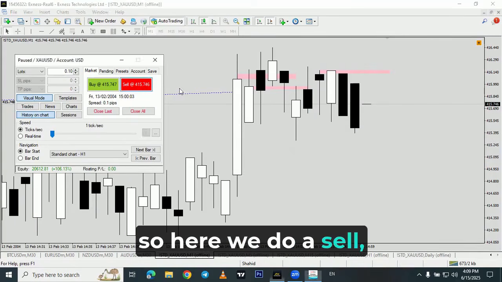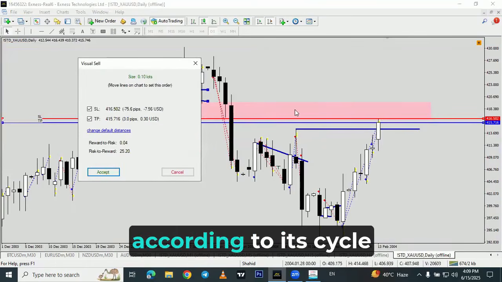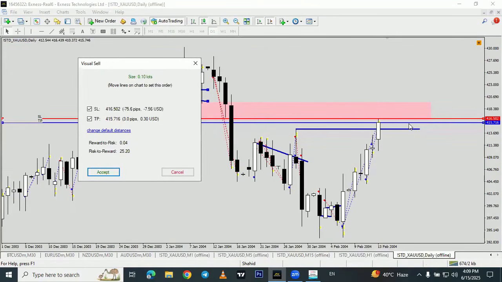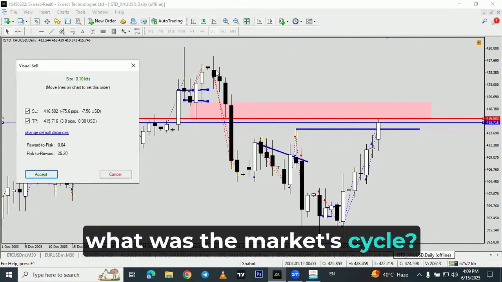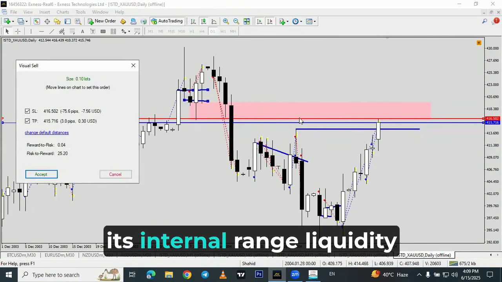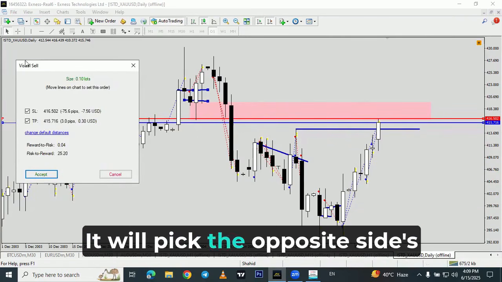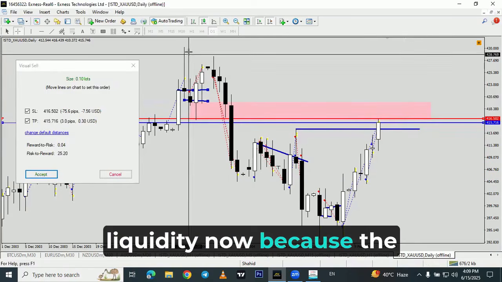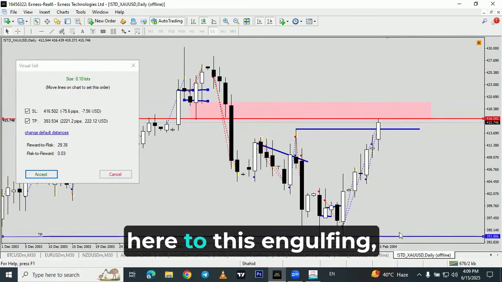So here we do a sell, our base has reached, our base is this base, and if the market moves according to its cycle, see here, what was the market cycle? Buy side, sell side, its internal range liquidity is picked. So what will the market do? It will pick the opposite side's liquidity now because the cycle was complete here. So now the market should come here to this engulfing.